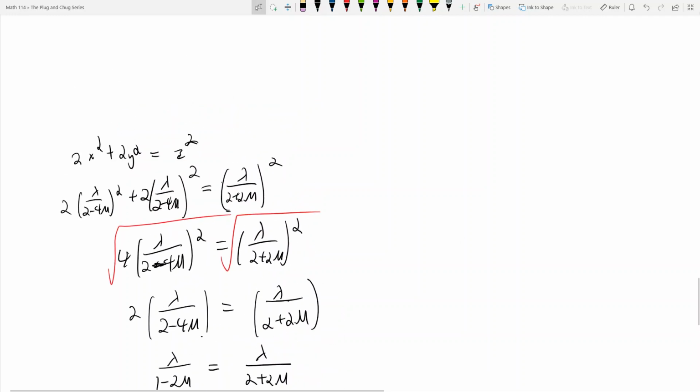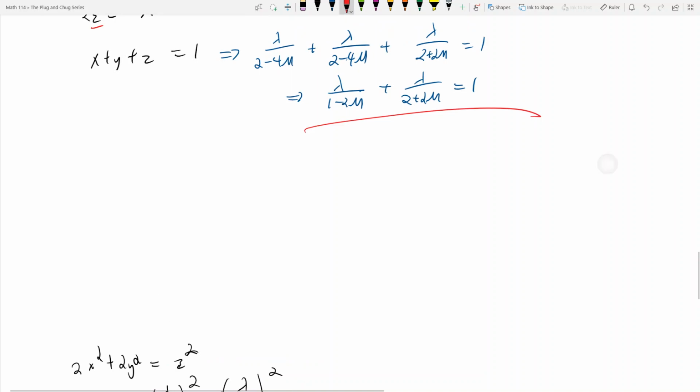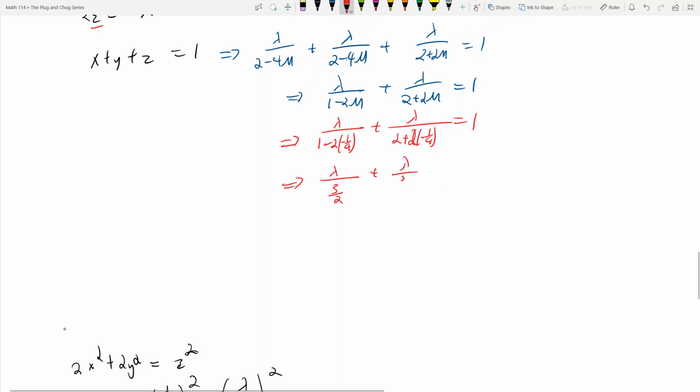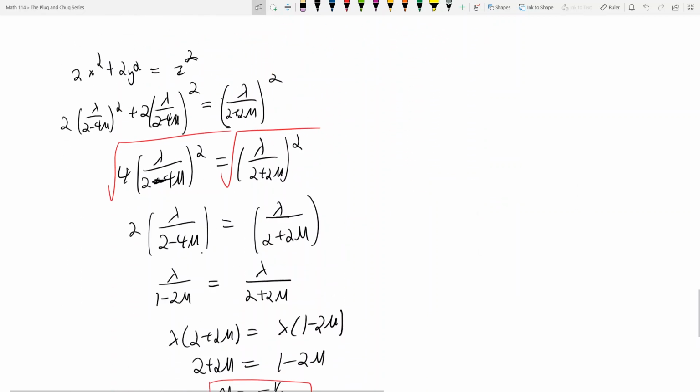That's a big deal, because now up here with this guy, I have mu is equal to negative 1/4. So now I got lambda divided by 1 minus 2 times negative 1/4 plus lambda over 2 plus 2 times negative 1/4 is equal to 1. Well, that's equal to lambda over 3/2 plus lambda over 3/2 is equal to 1. Okay? And now I can solve for lambda. Multiply this entire thing through by 3/2. You get 2 lambda is equal to 3/2, right? And lambda then is equal to 3/4. So I got mu, I got lambda, there's mu, there's lambda.